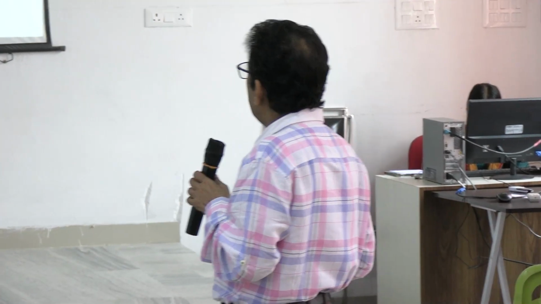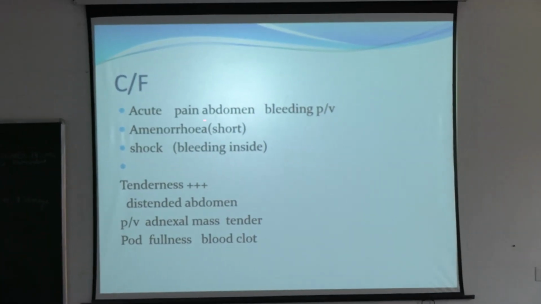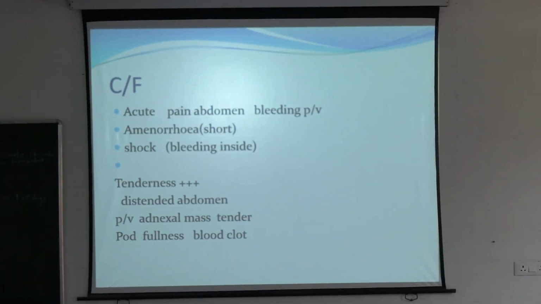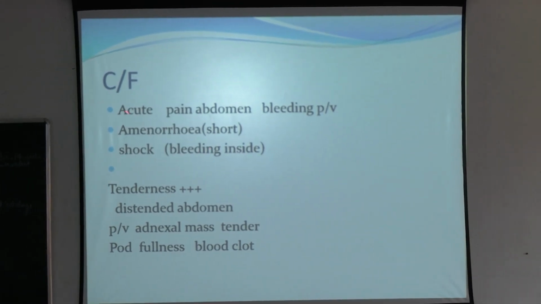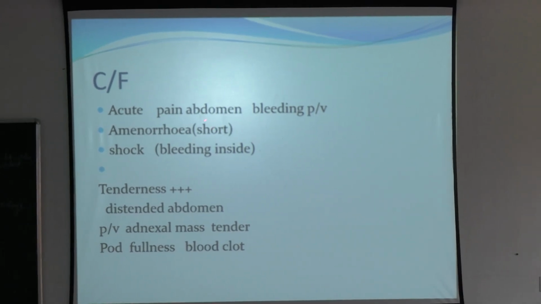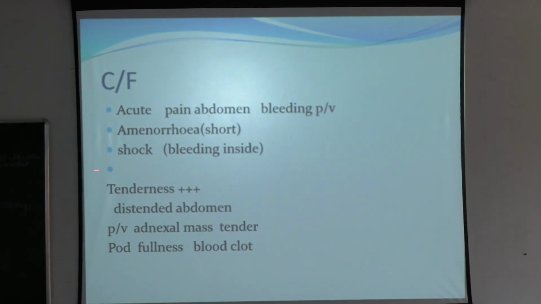The clinical picture, as I have already mentioned: pain abdomen, bleeding per vaginum and amenorrhea. They are the triad of ectopic pregnancy. See, this bleeding per vaginum, pain and amenorrhea can occur in all these cases. It may occur in hydatidiform mole, it may occur in simple abortion. So the picture is more or less the same, and by the clinical picture you may not be able to differentiate between ectopic and other causes. Shock is a very classical picture. Shock, that means intraperitoneal bleeding, and the shock is out of proportion to the bleeding.